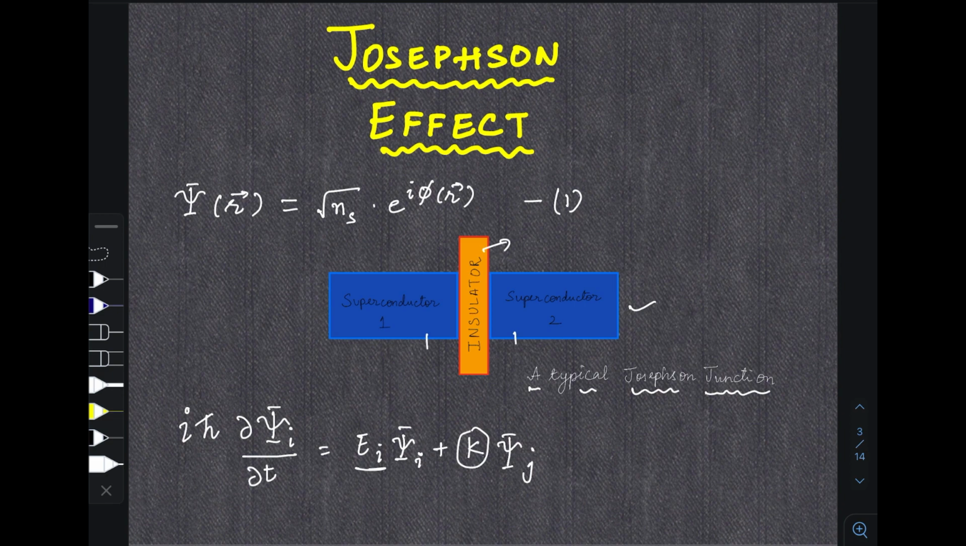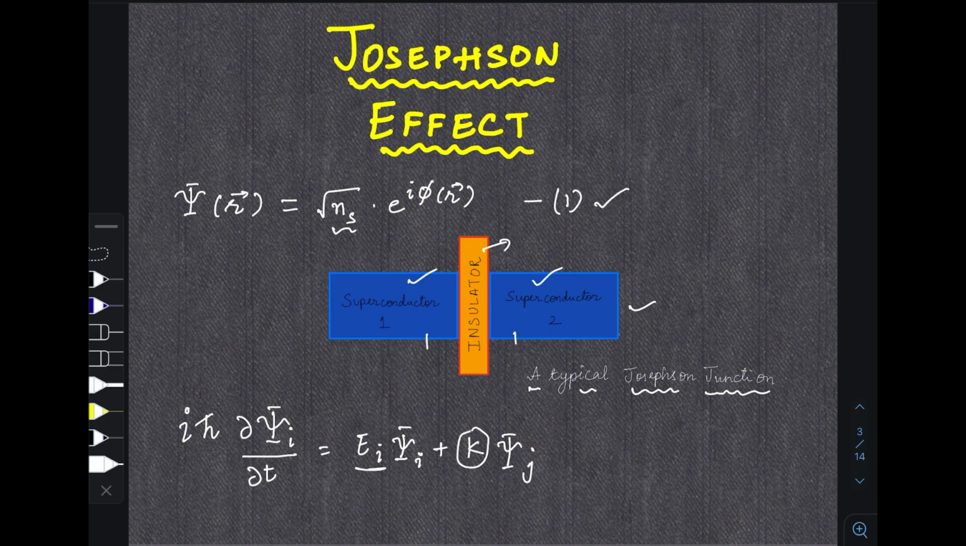We can rigorously find out the wave equation of this, but just by making an educated guess, we can guess that the wave equation of the Cooper pairs inside the superconductors will be something of the form in equation 1, that is root ns times e to the power i phi, where ns is the density of the Cooper pairs in the superconductor and phi is the phase of the wave equation.